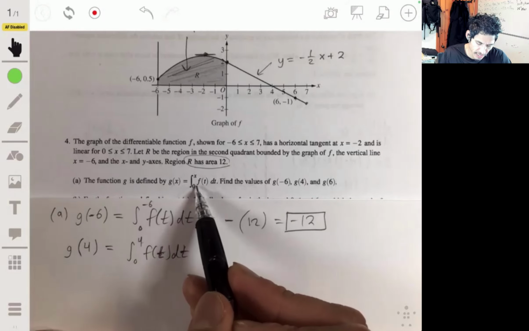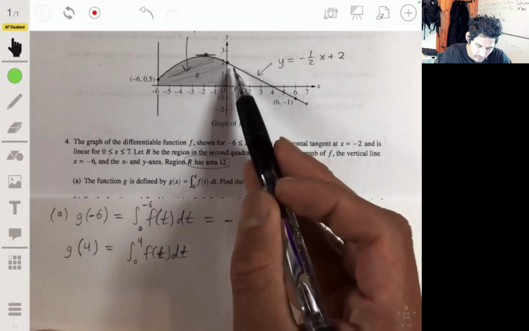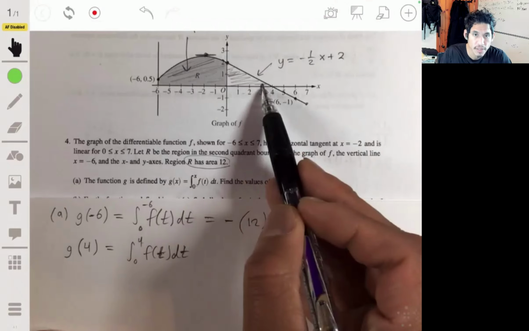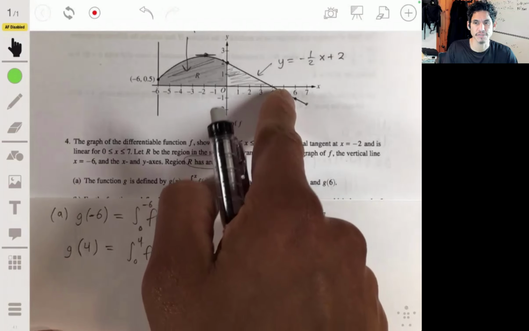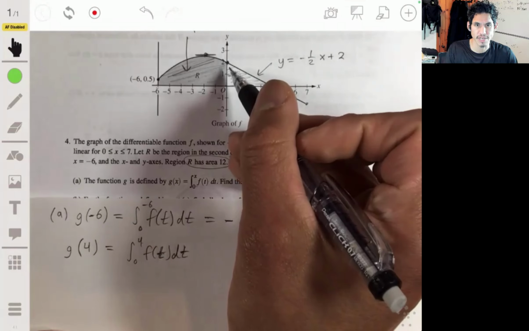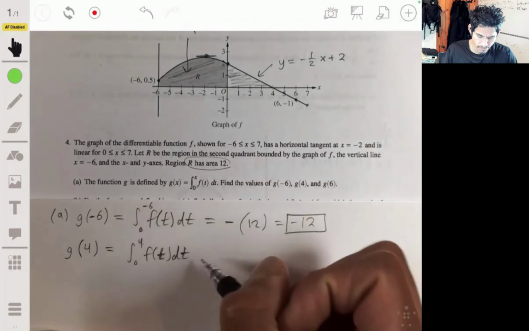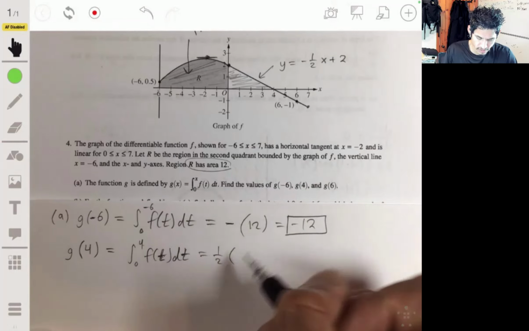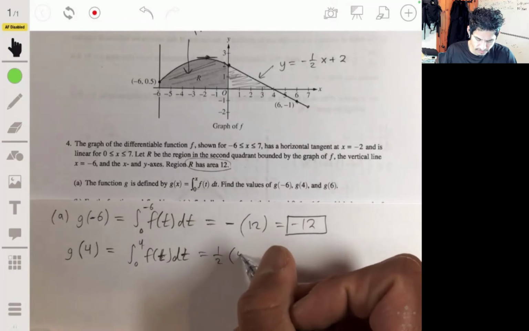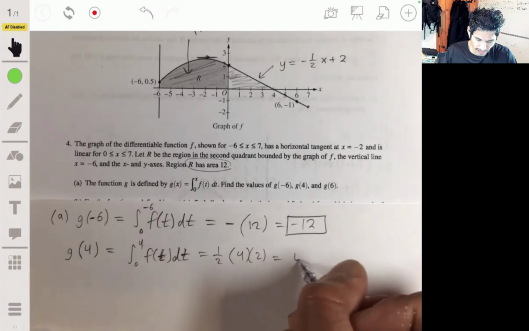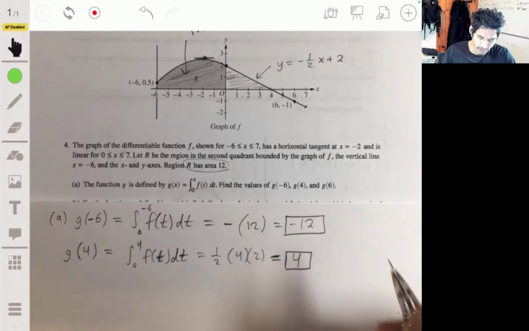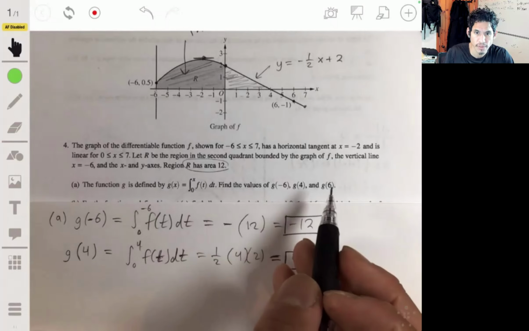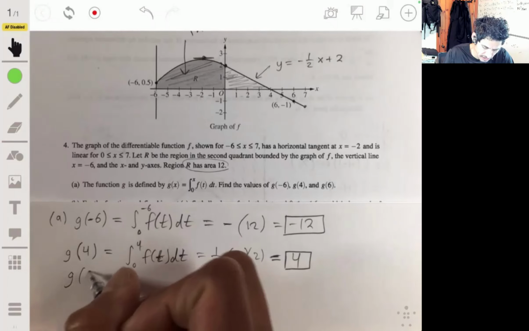So we're just finding the area from 0 to 4, which is just the area of this triangle here. Since we're told that this is a linear equation, we can just use the area formula for a triangle, which is 1/2 base times height. Base here is 4, the height is 2. And so that will have an area of 4 square units.